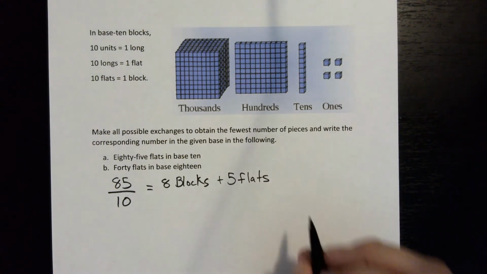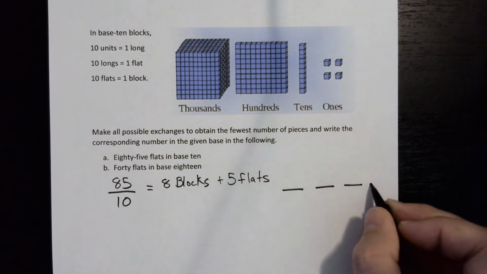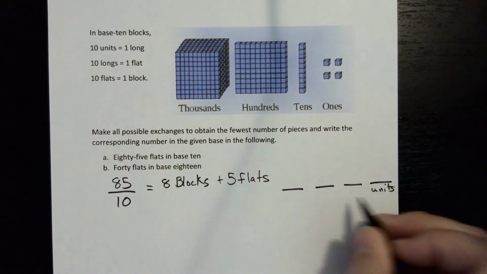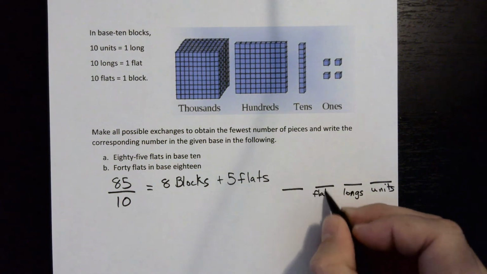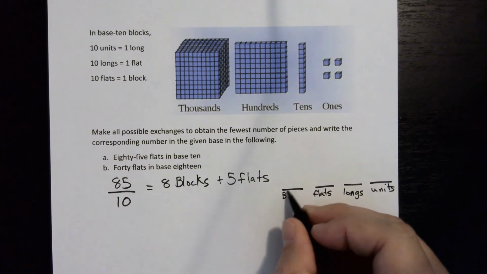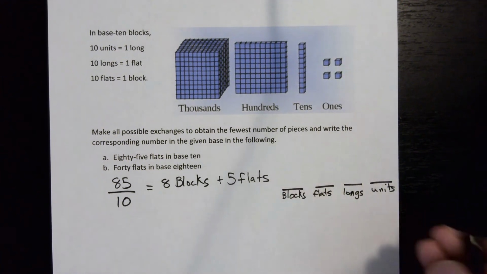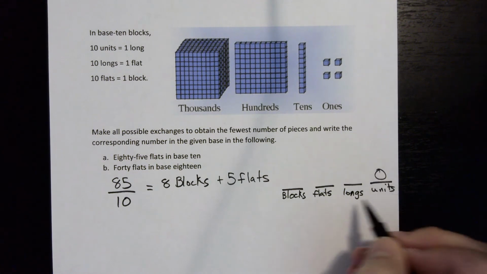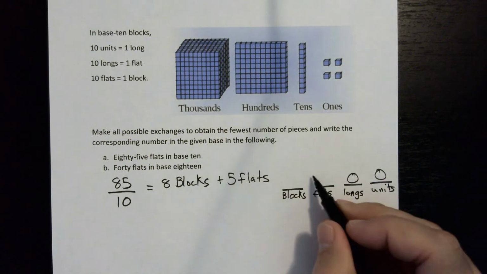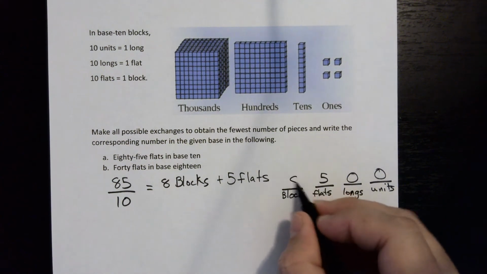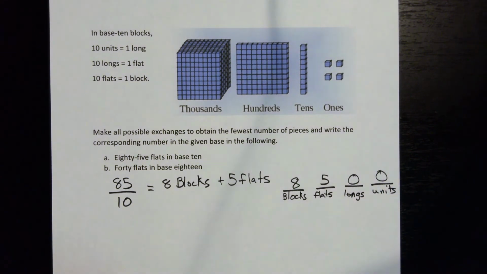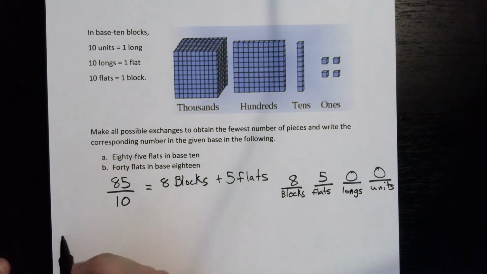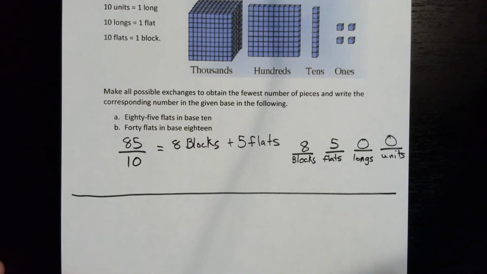To write that as a number, think of it like this. This is units, that's your ones digit. Longs is your tens digit. Flats is your hundreds digit. And blocks are your thousands digit. Okay, so we don't have any units, 0. We don't have any longs, 0. We have 5 flats, so there's a 5, and we have 8 blocks. Okay, so there's the number in base 10. That's how many units we have: 8,500 units or ones.